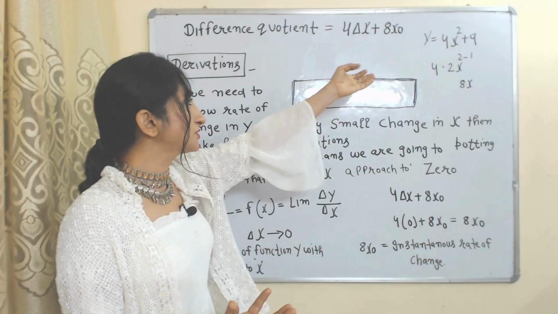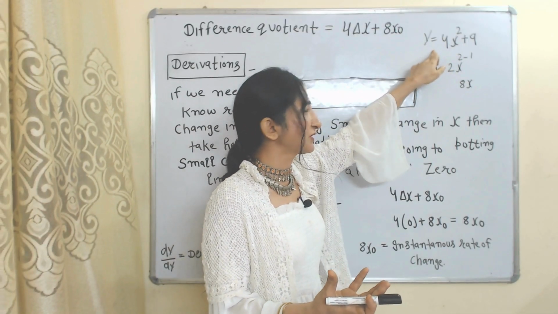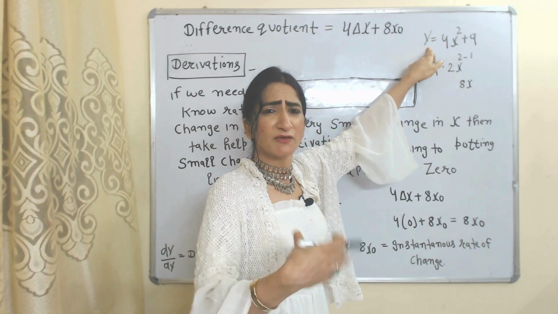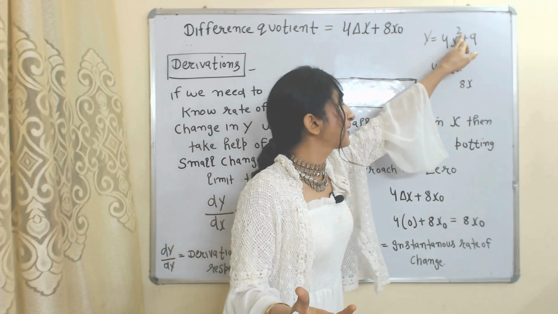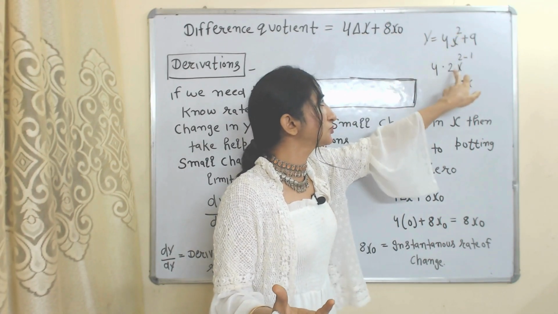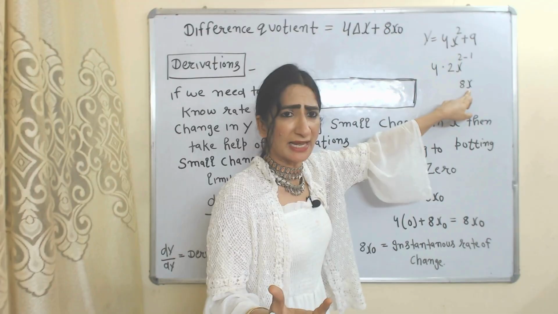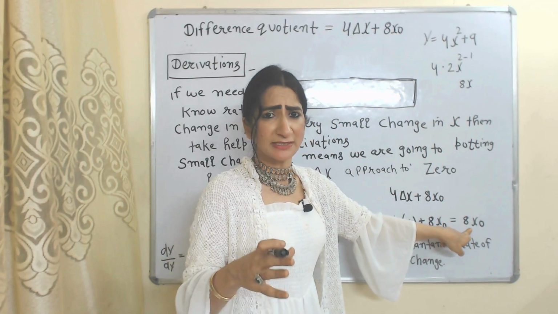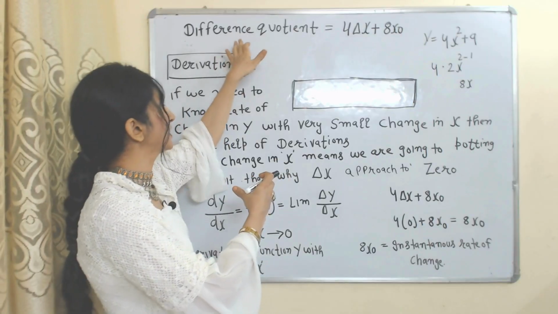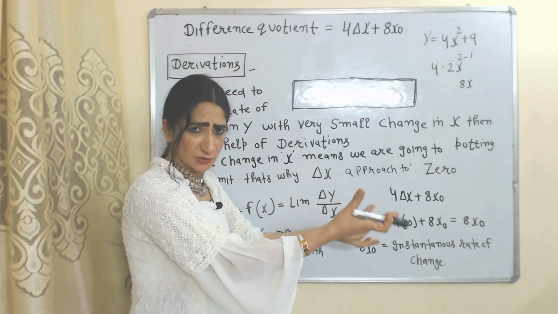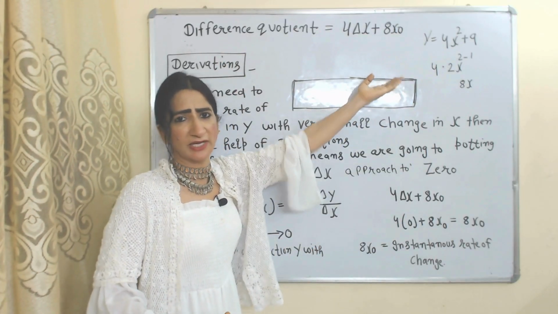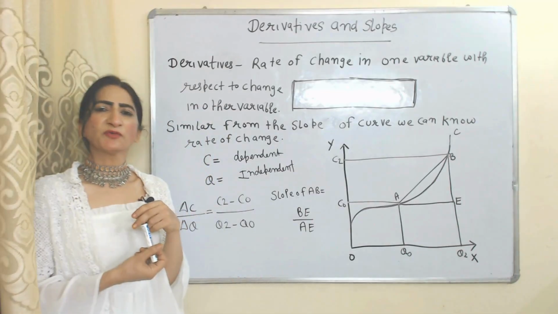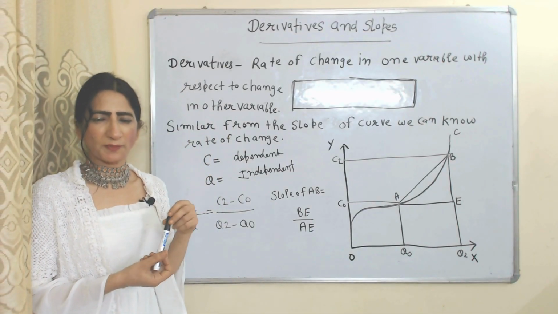Suppose we do simple derivation of our original equation. If we simply do derivation, this power will come down and reduce by 1, then our answer will be 8x. Same answer we have, 8x naught. The only difference is that here first we calculate a difference quotient, then we do derivation, but here we directly do derivation. Now we will see derivatives and slope.